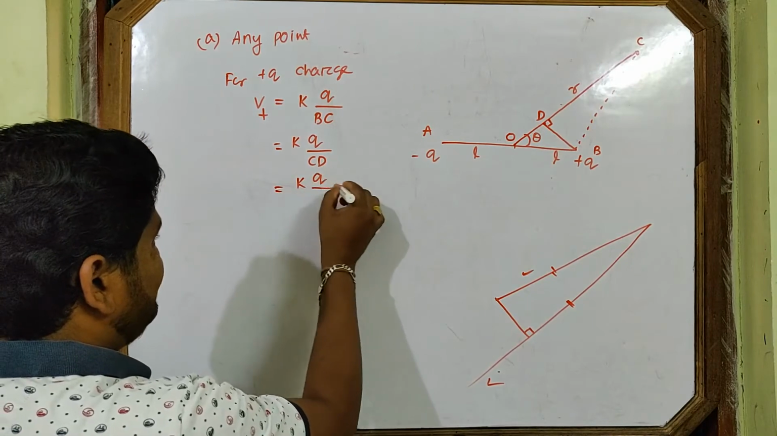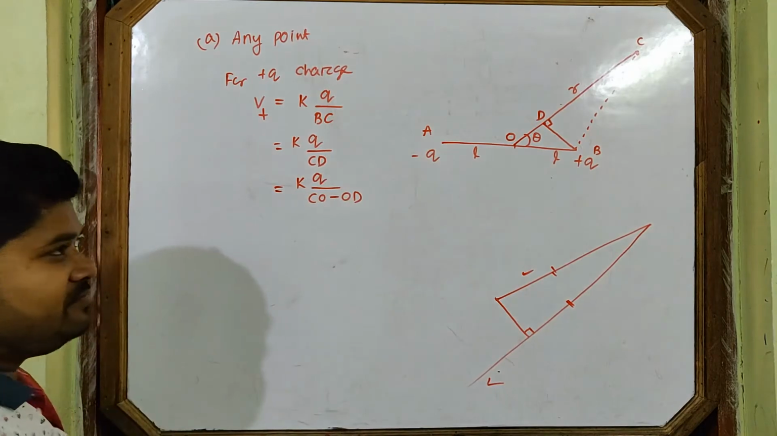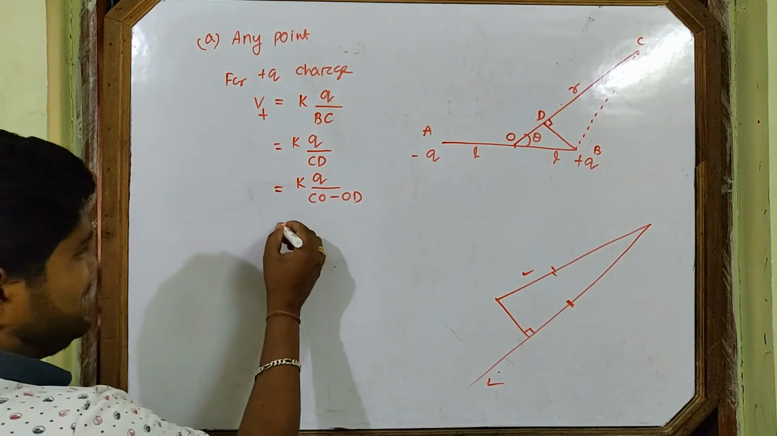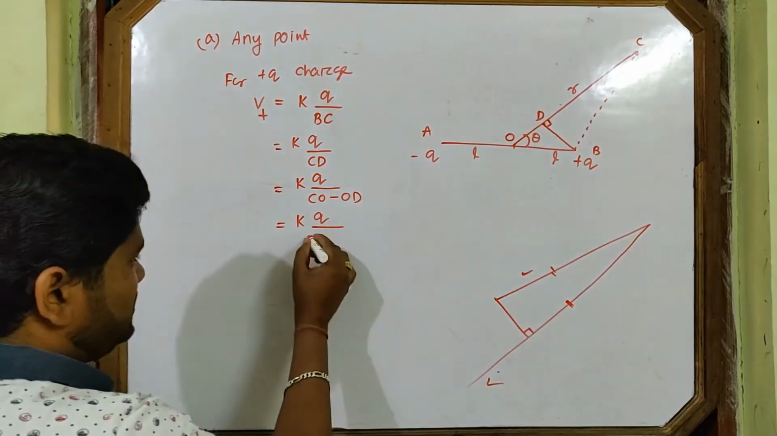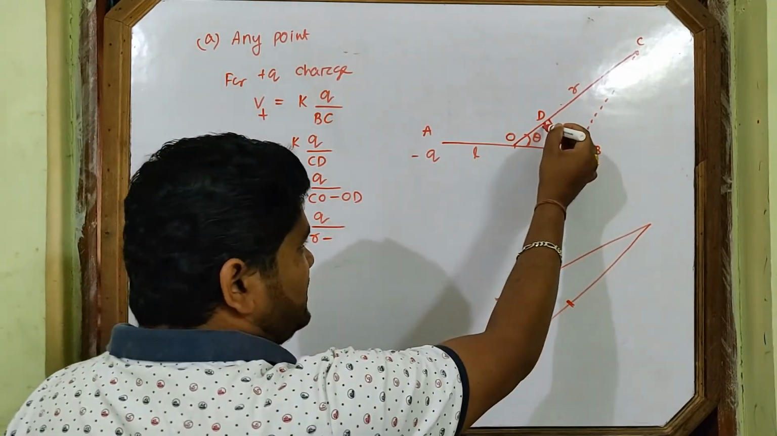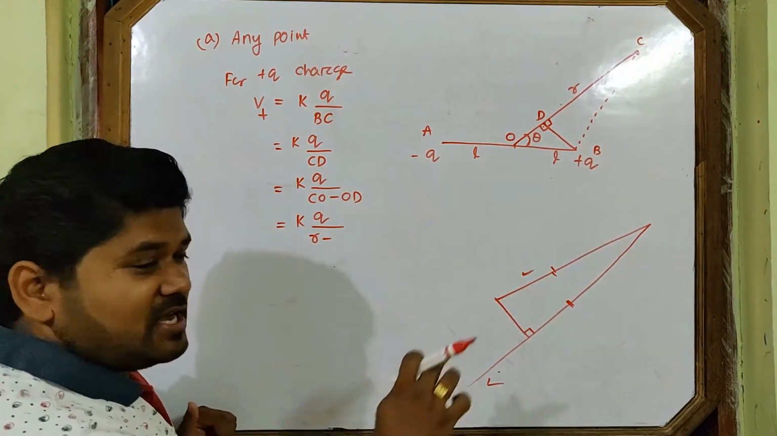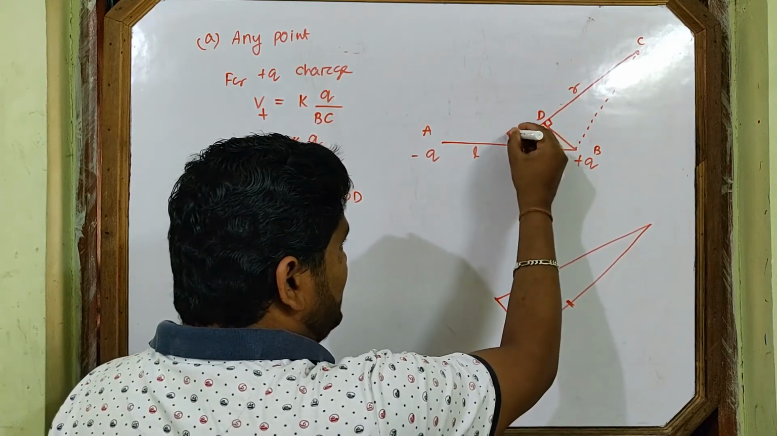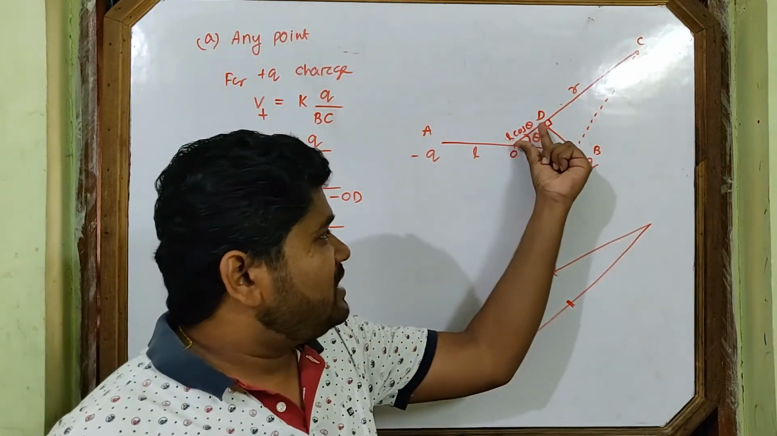But what is CD? CD we can express as CO minus OD. CO minus OD. This much you subtract, then we get CD. CO is how much? R. OD is how much? This angle is theta. This is one right angle triangle. This side is L. This L is the hypotenuse. Hypotenuse is L. This is theta. So this one will be L cos theta.